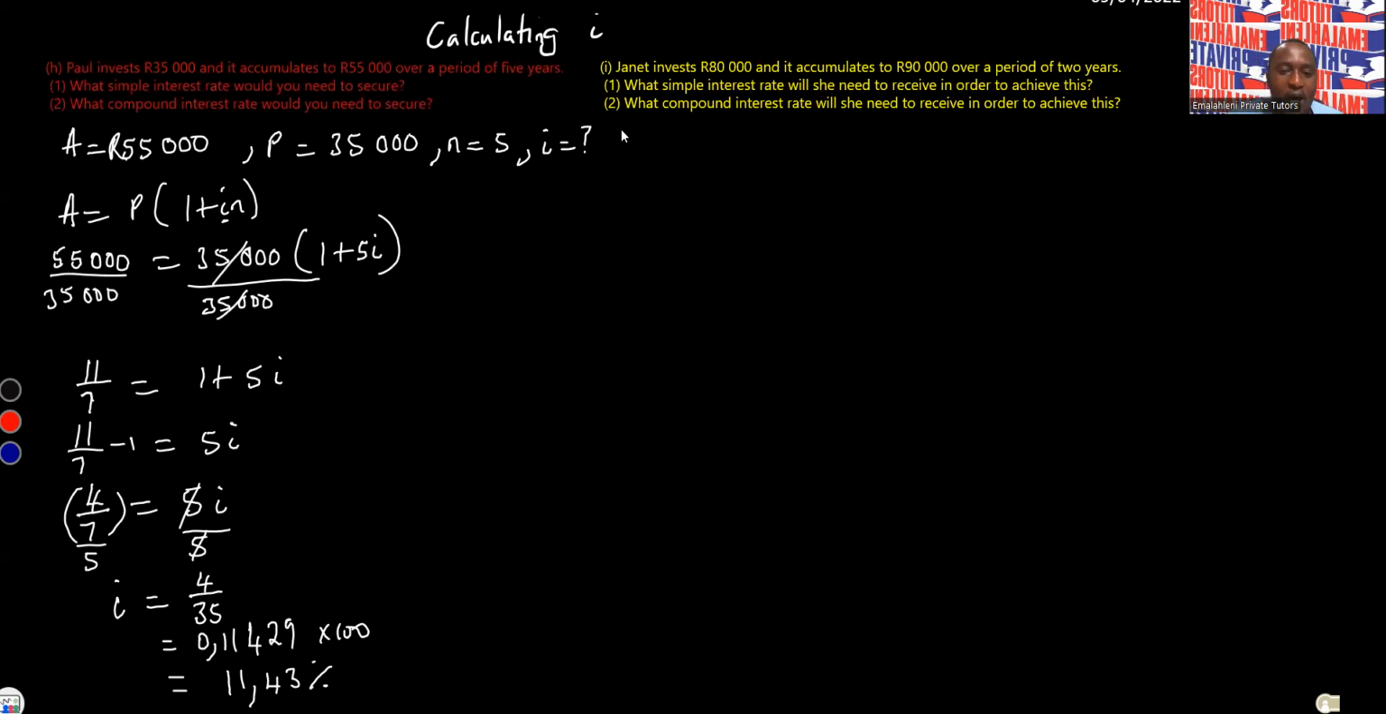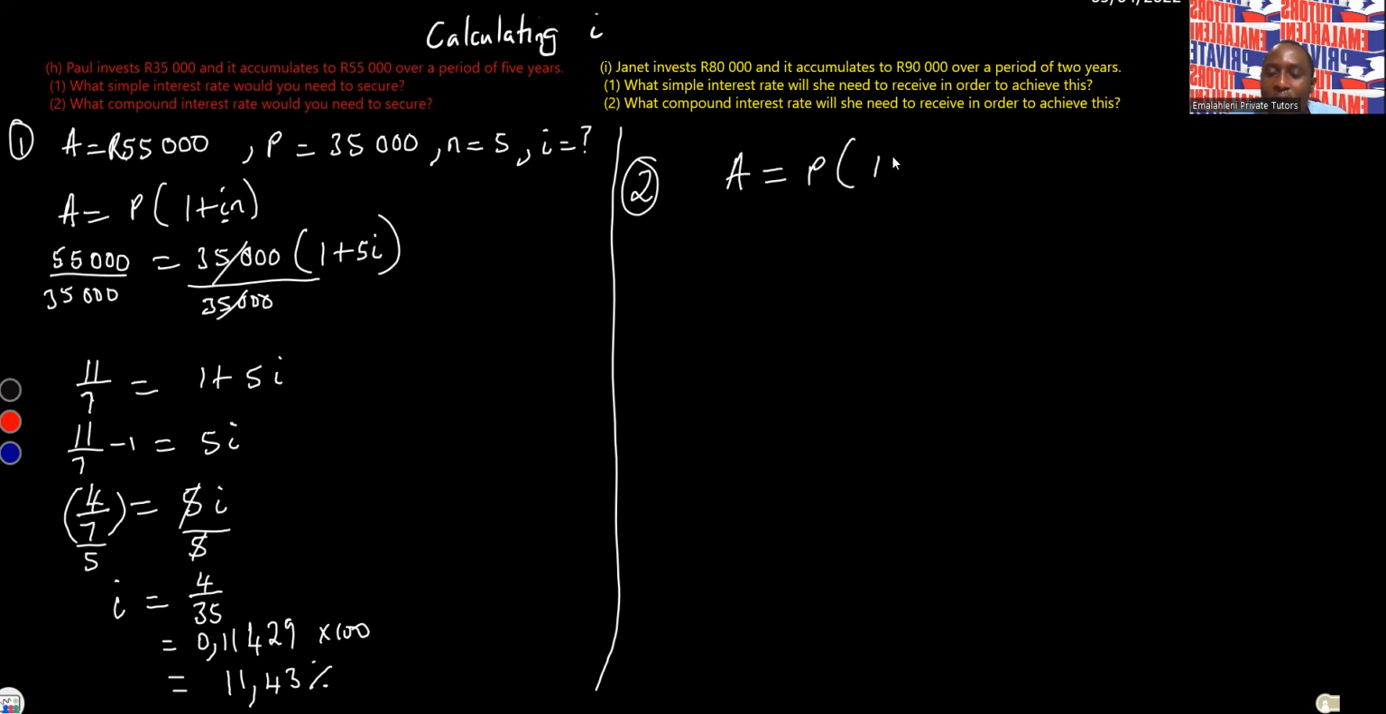11,43%. That's our percentage. Okay, now let's look at the second one, number 2. This was number 1. Now, what compound interest rate would you need to secure? Now you are looking for the compound interest. So we're going to use the formula A equals P(1 plus i) to the power of n. But now in this case, we have the n, we have everything that we need here, but we don't have i.